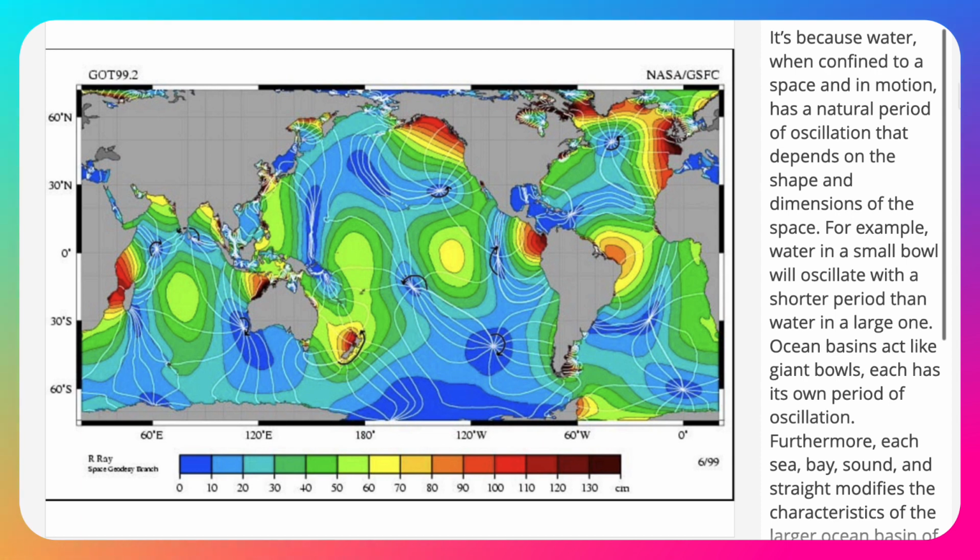Furthermore, each sea, bay, sound, and strait modifies the characteristics of the larger ocean basin of which it is a part. So virtually every place on Earth has a unique tidal pattern. Tides in places only a few miles apart may differ radically in both time and range. Some basins have sizes and shapes that are more responsive to the moon's forces. Others respond more to the sun's forces. Some respond equally to both.